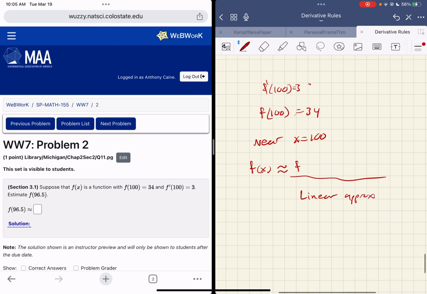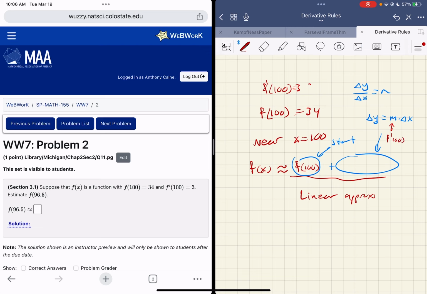It's approximately f of 100, where you start, plus, and then I'm going to put in how much you change, the change in y, which I'm going to think of as slope times the change in x. We've seen before that change in y divided by change in x is slope. That's the whole idea. So what am I going to use for slope? This is going to be f prime at the x value, f prime at 100, times, and what's my change in x? Well, it's whatever my new x value is minus whatever the initial x value is. So this is the whole idea.